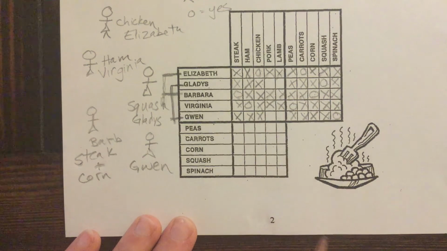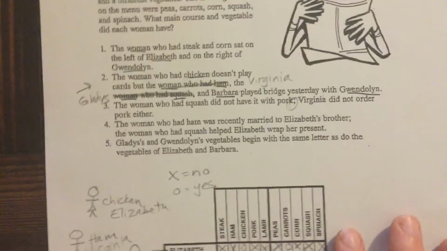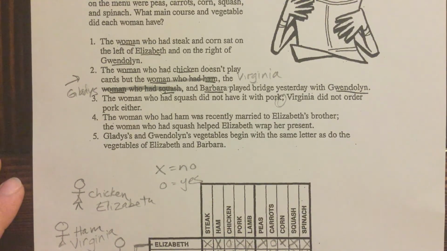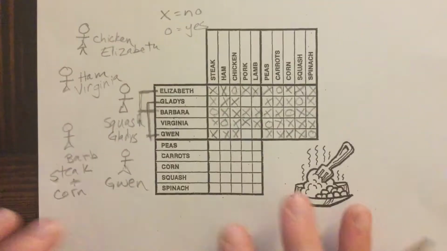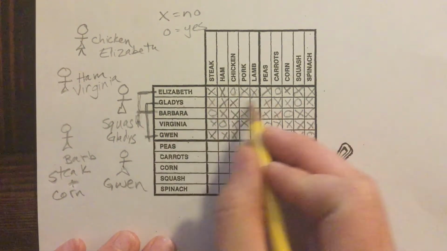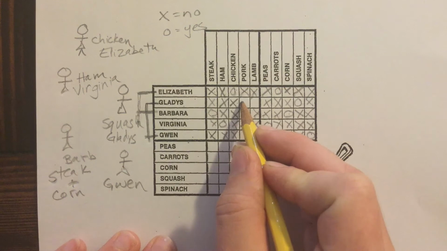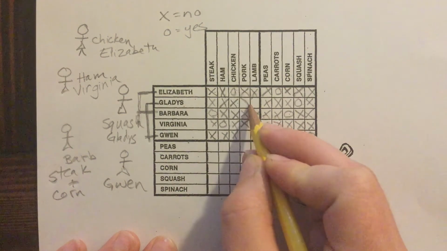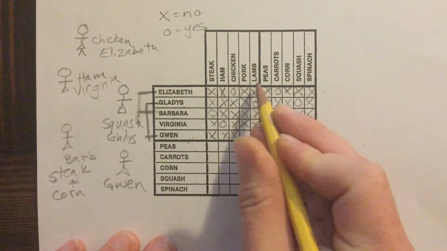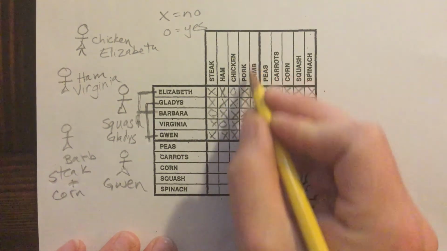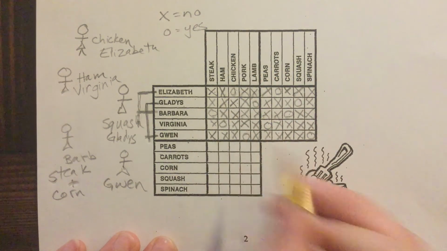There was a clue about pork and squash. Let me see if I can't find that. The woman who had squash didn't have it with pork. So Gladys is the one who had squash. If she had squash, she didn't eat the pork, so I can cross her off for pork. Which means the only thing left for her to eat is lamb. Which means the only thing left for Gwen to eat is pork.